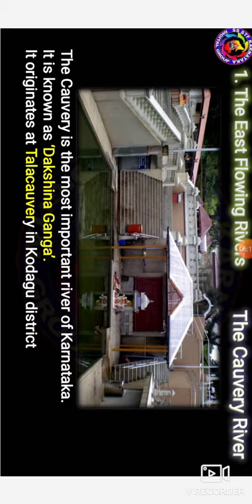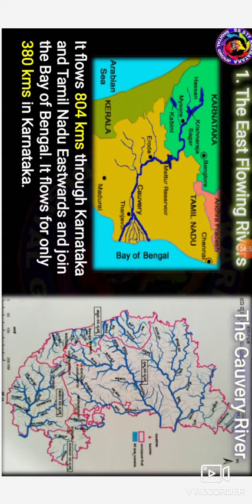And another very important river in Karnataka is the Kaveri River. The Kaveri is the most important river of Karnataka. We have to know that it is also known as the Dakshina Ganga. It originates at Talakaveri in the Kodagu district. This is the birthplace of the Kaveri River, Talakaveri, in the Kodagu district. It is known as the Dakshina Ganga.